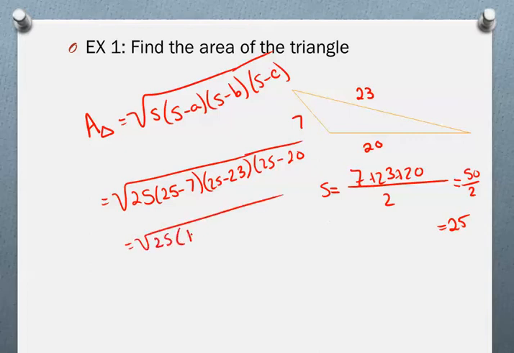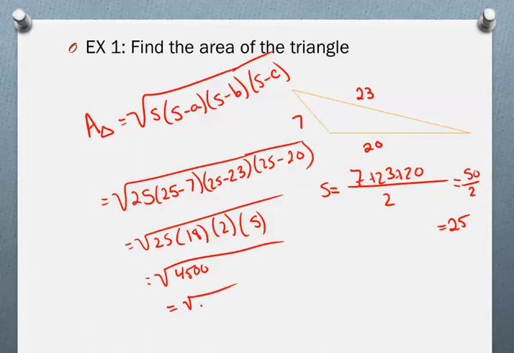So go ahead and do the calculations on those. You can use your calculator. And that gives you the square root of 4,500, which if you reduce that, that's 900 times 5, which is 30 square root of 5, which is the area of that triangle.